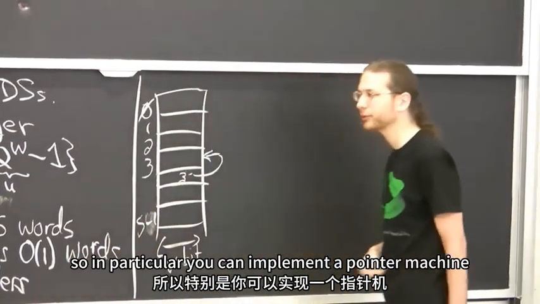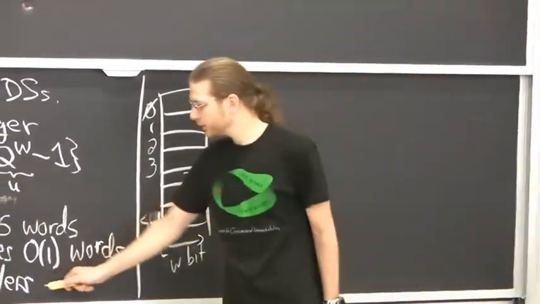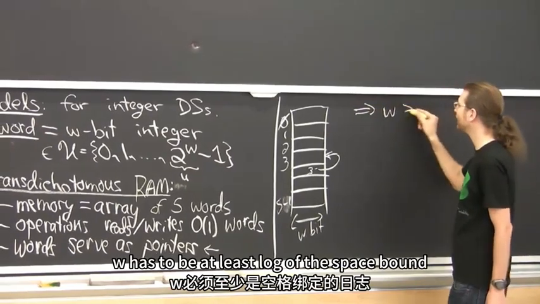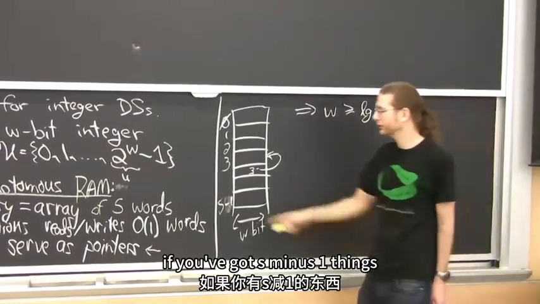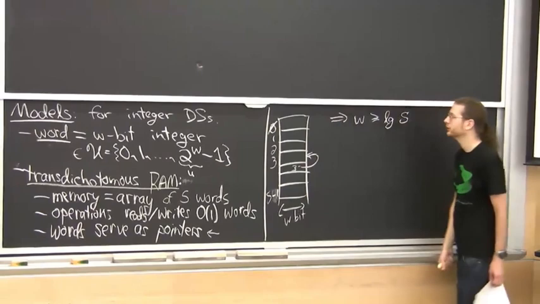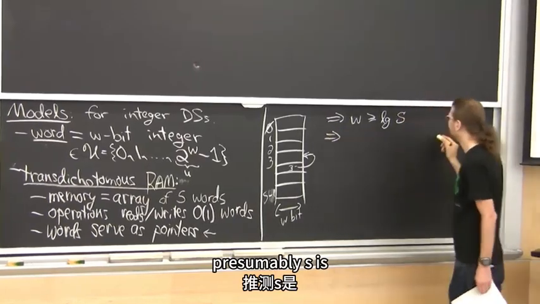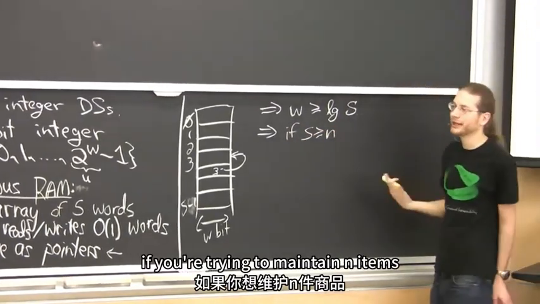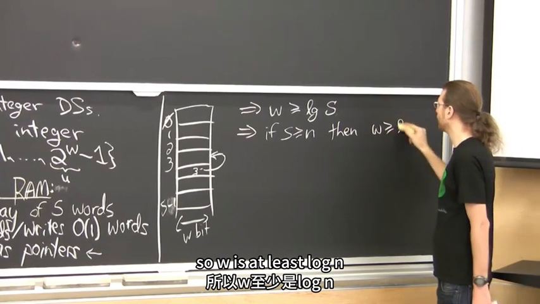So in particular, you can implement a pointer machine, which is no surprise. But for this to work, we need a lower bound on W. This implies W has to be at least log of the space bound. Otherwise, you just can't index your whole memory. Right? If you've got S minus 1 things, this 2 to the W minus 1 better be at least S minus 1. So we get this lower bound. So in particular, presumably S is at least your problem size, N. If you're trying to maintain N items, you've got to store them. So W is at least log N.